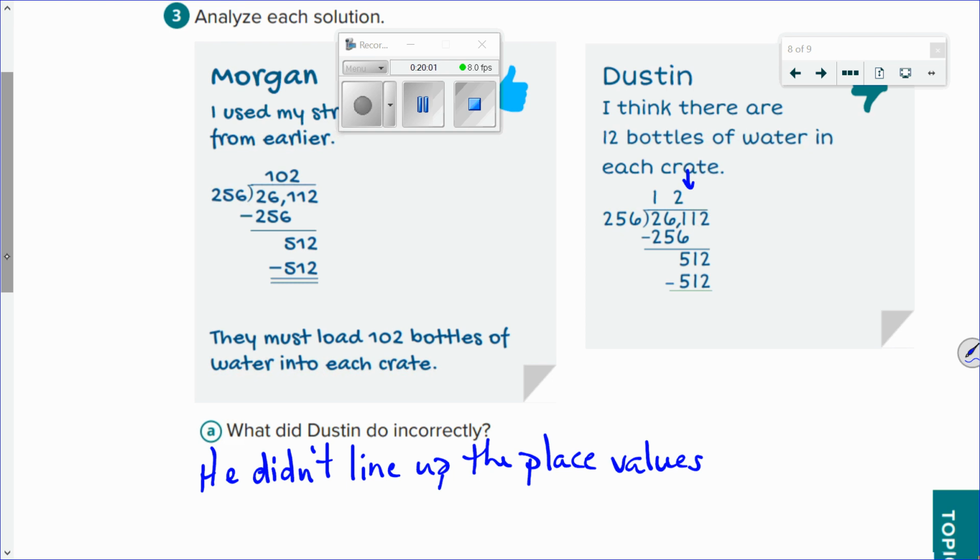But then, because he didn't line up his place values, he didn't realize there should have been a 0 above the tens, because 256 doesn't go into 51. He just brought down both the 1 and the 2. So technically his math was right. 1 goes into 261 once, 5 left over, bring down the 12, it goes twice. He just forgot the 0 in between. So that's why it's really important, guys. Line up your place values while you're doing your division. If you line up your place values, you should be okay.